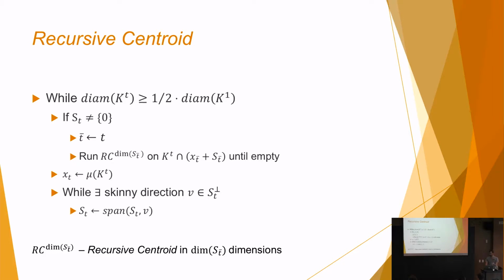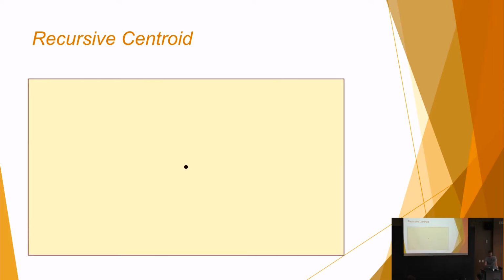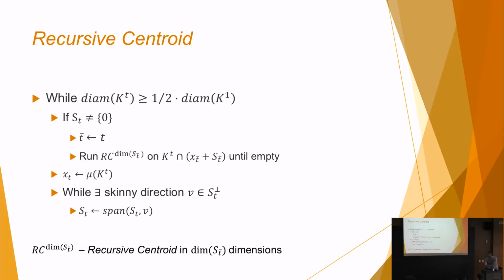And then after I've moved to the centroid, I'll update the skinny directions if I need to, so that when I go back up to the beginning of this loop, if I have a new skinny direction, then I'll be doing my recursion along that as well. All right, any questions about how this algorithm works? Makes enough sense?